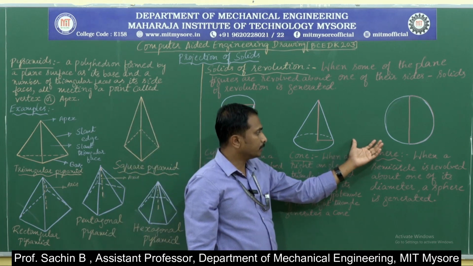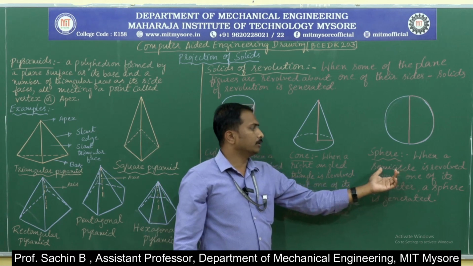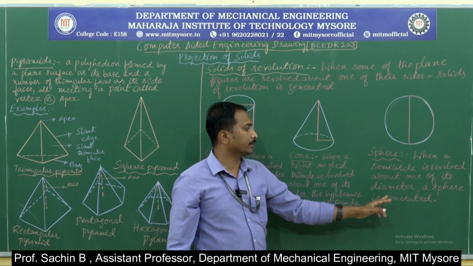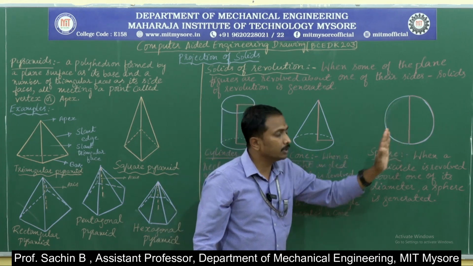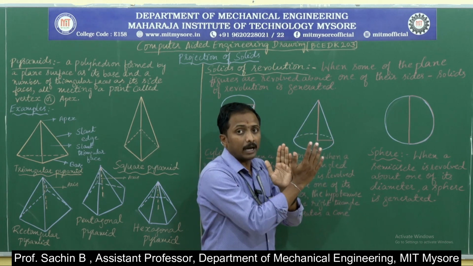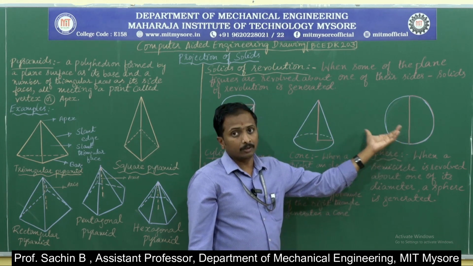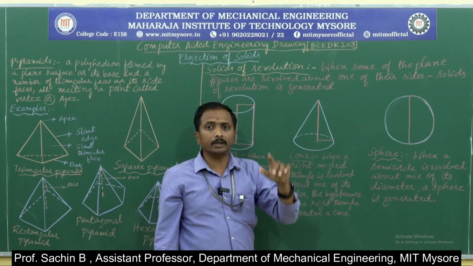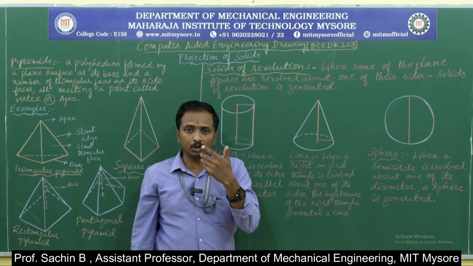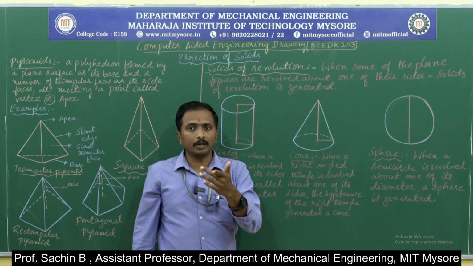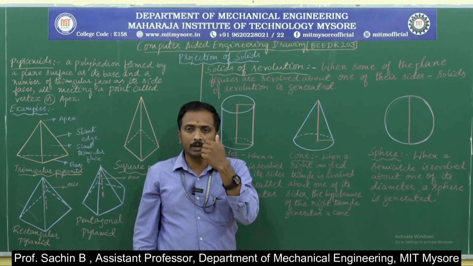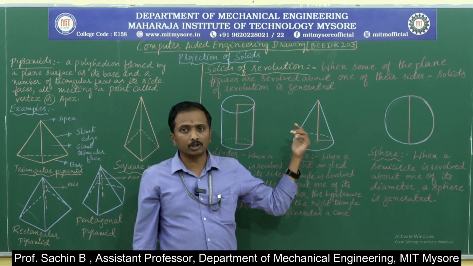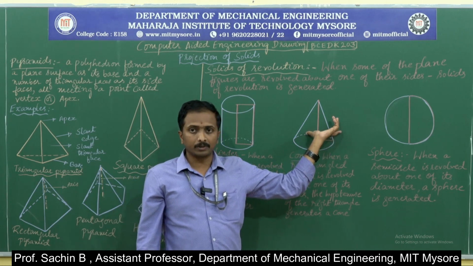Next, when it comes to the sphere, when a semicircle is revolved about its diameter, a sphere is generated. These are some examples of the solids of revolution. Till now I have completed some of the basics related to solids. In the classification we have the polyhedrons, and next we have the solids of revolution. In the polyhedrons I completed the prisms and pyramids, and in the solids of revolution, these are the types.